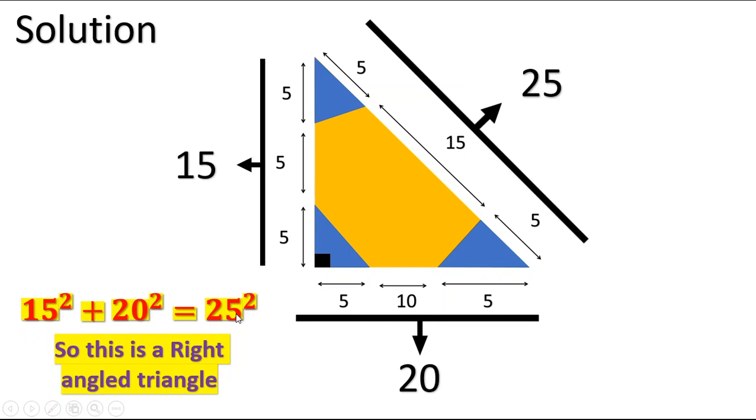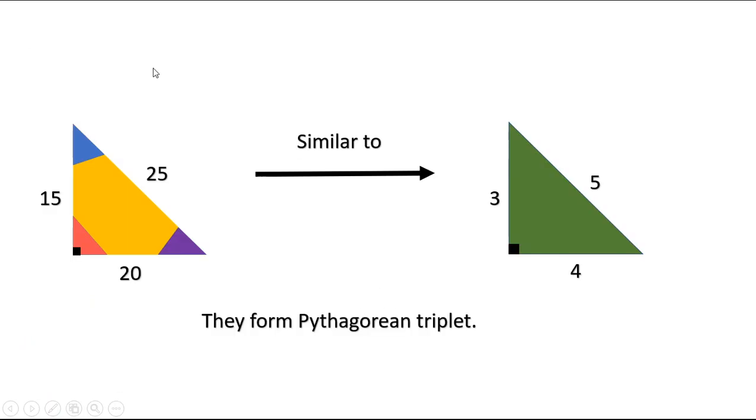That means this big triangle is a right angle triangle, because the sides form a Pythagorean triplet, and it is right angled at the vertex joining the sides 15 and 20. So where 15 and 20 are joined, that angle is the right angle, that is 90 degrees. So this triangle is a right angle triangle. This is proved now.